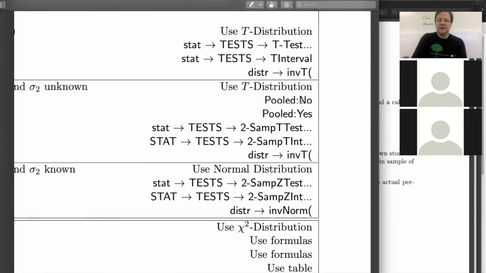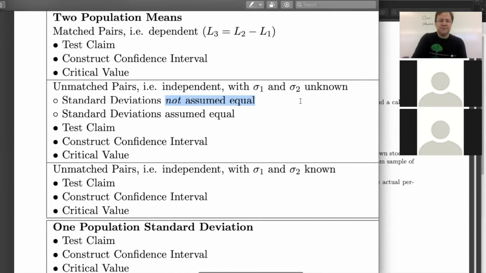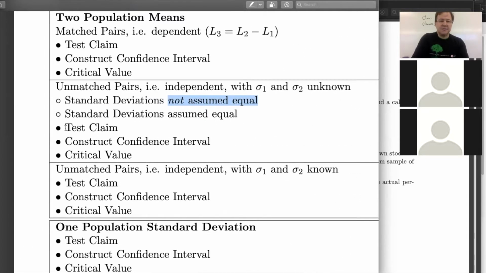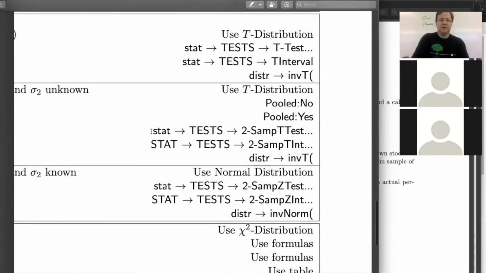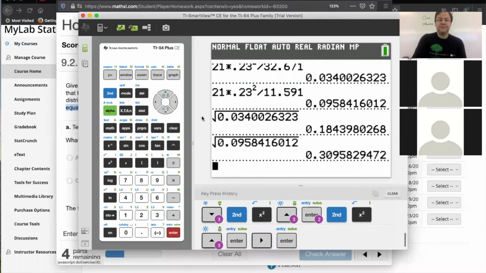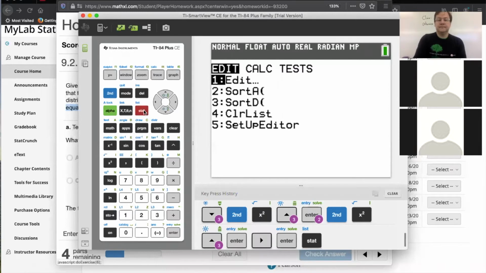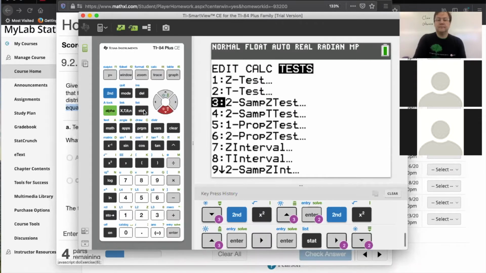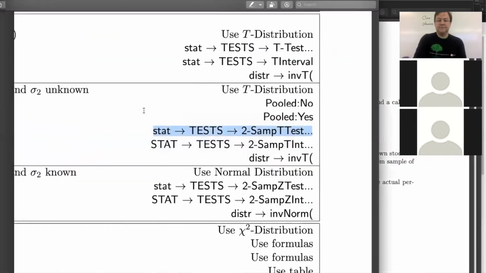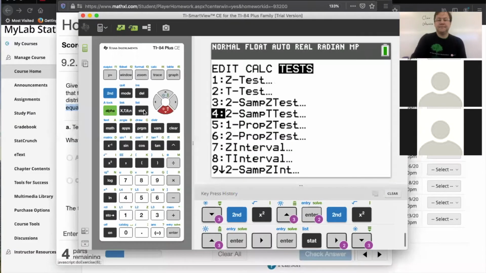So when you reach for your calculator, it's going to ask you whether it's pooled or not. You're going to say no. But if you're trying to test a claim, then you're going to go to this place on your calculator. That makes sense? Two-sample t-test, yeah.